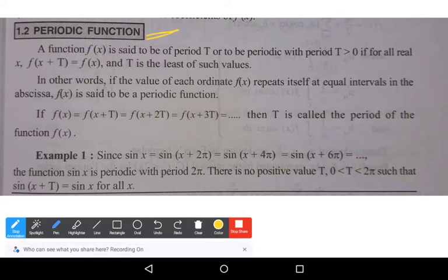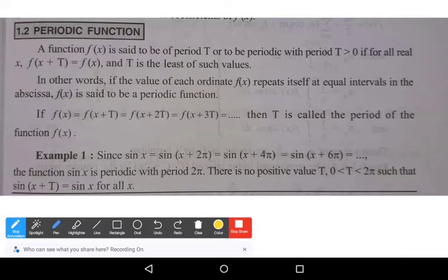In other words, if the value of each ordinate of f of x repeats itself at equal intervals, then f of x is said to be a periodic function. That is, f of x is equal to f of x plus T is equal to f of x plus 2T is equal to f of x plus 3T, and so on up to infinity, where T is called the period of the function f of x.